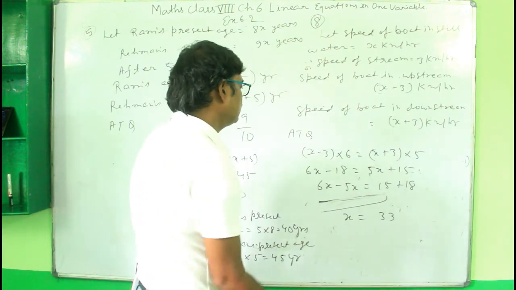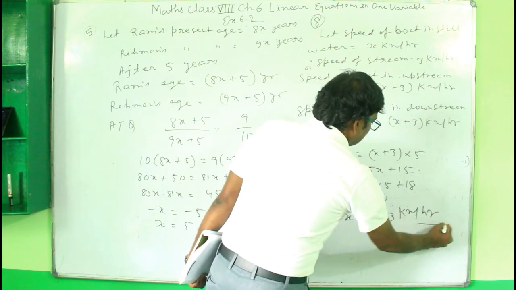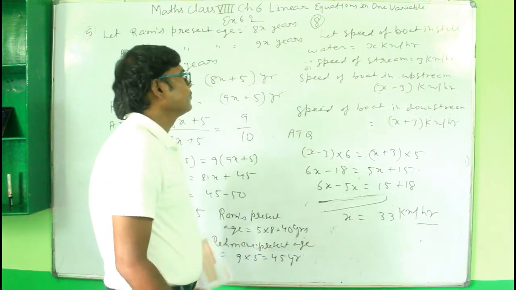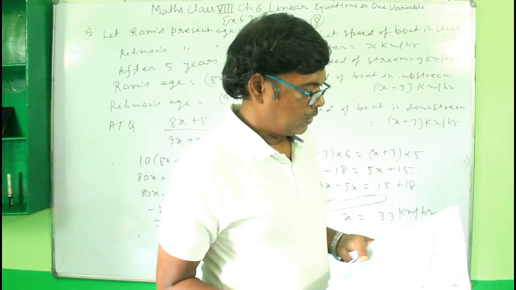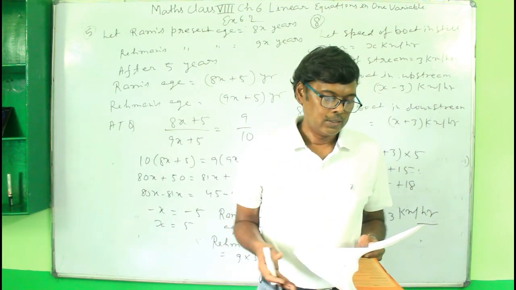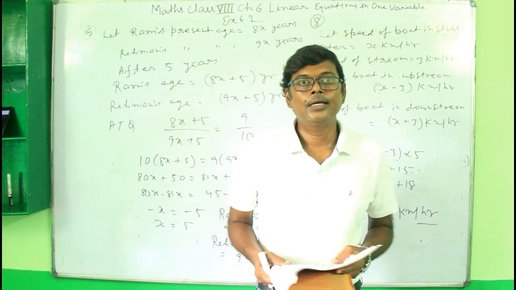So the speed here is x equal to 33 km/h. Okay, this is the speed of the boat. This is the answer of this question. So this is the end of this exercise and also the chapter. Then you will solve all those remaining questions yourself. That is your homework. Okay, and thank you for watching.